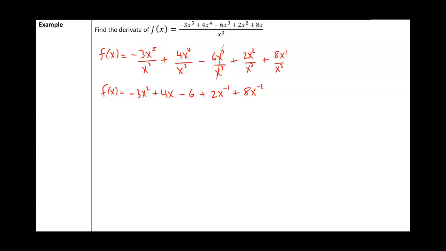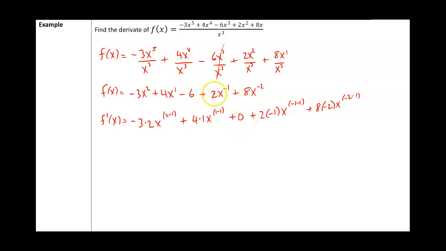Okay, now we're going to differentiate. So we do our normal differentiation procedure. We bring the 2 down, so we have negative 3 times 2. We subtract 1 from the 2. 4x, there's an exponent of 1. So we bring the 1 down, and we subtract 1 from that. The derivative of any constant is 0, so that's just going to be 0.